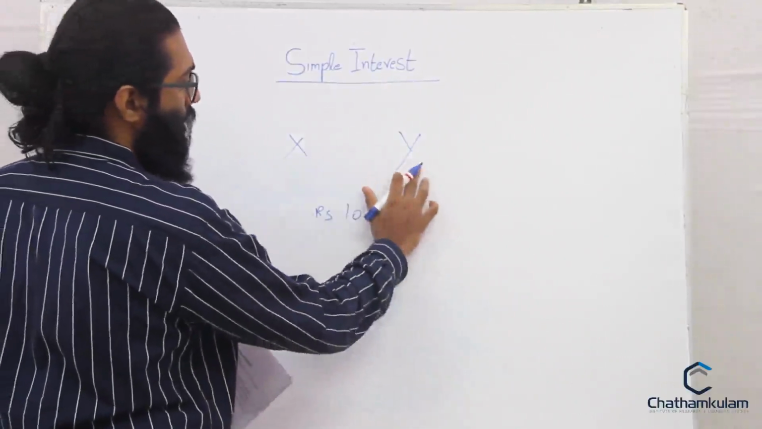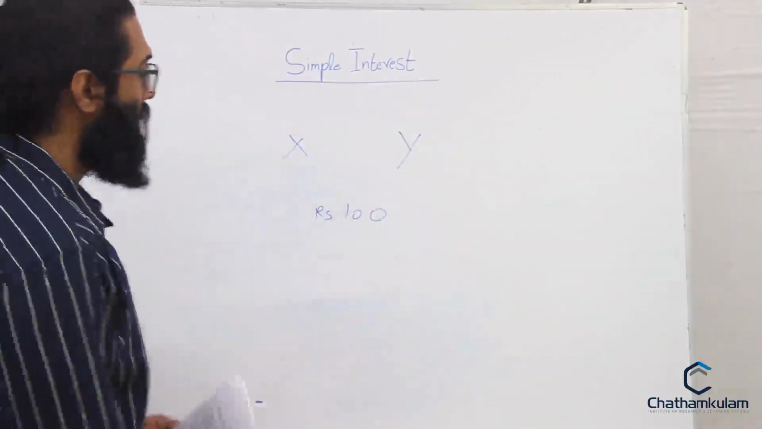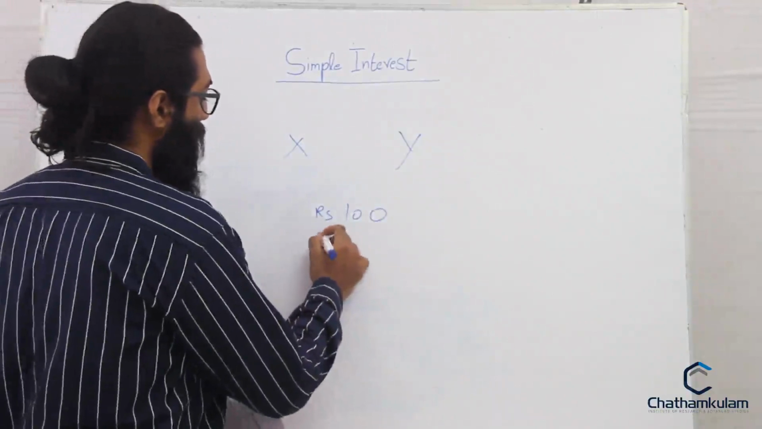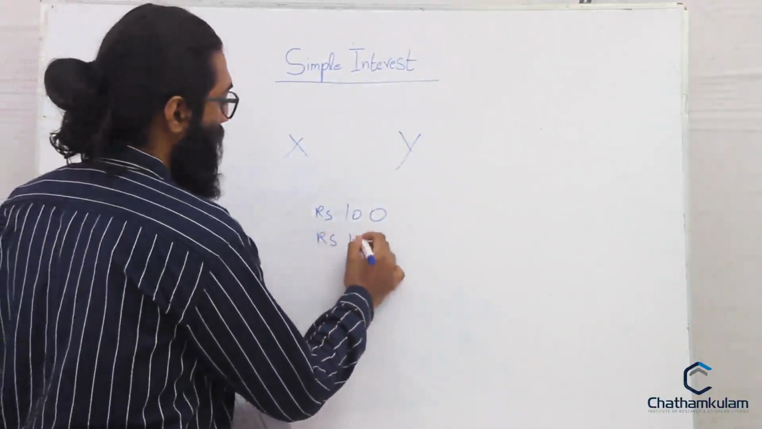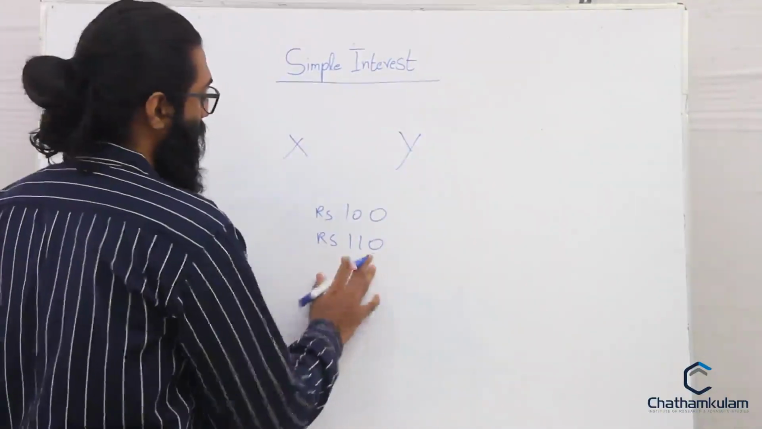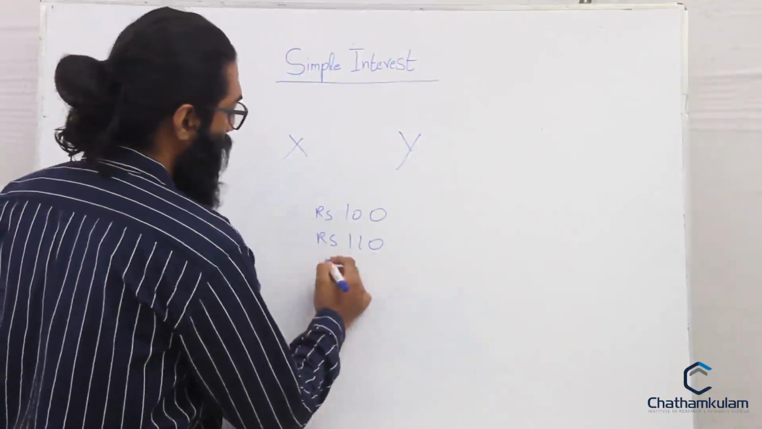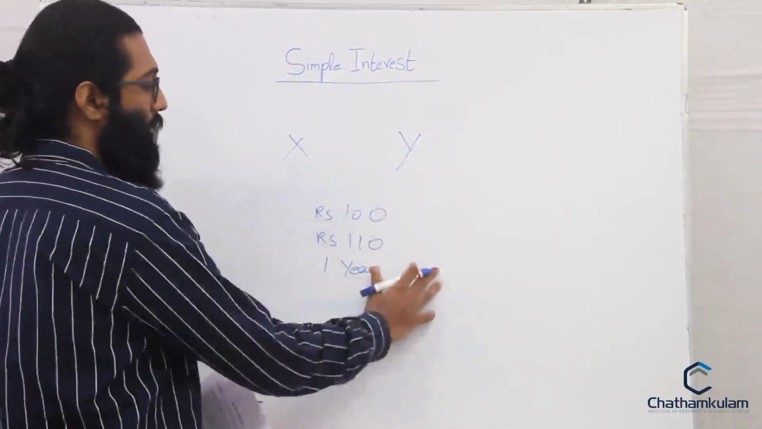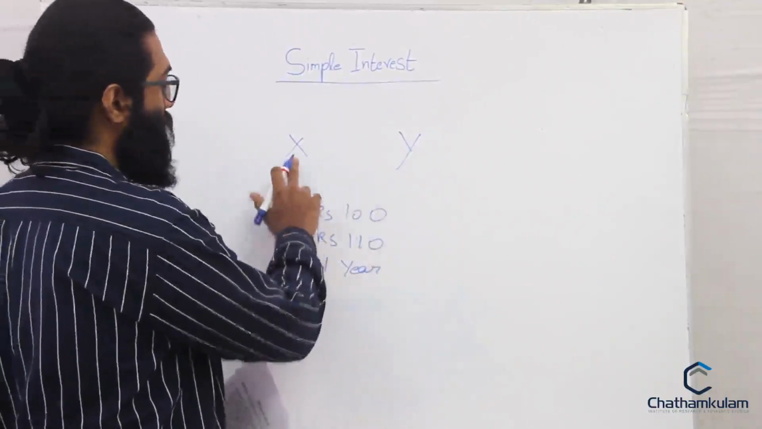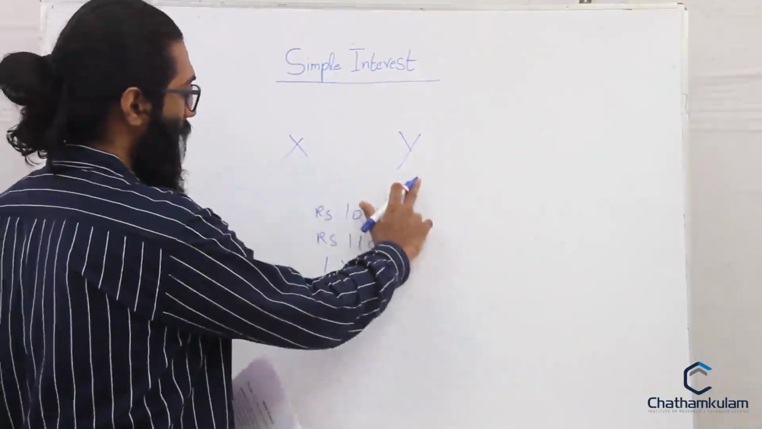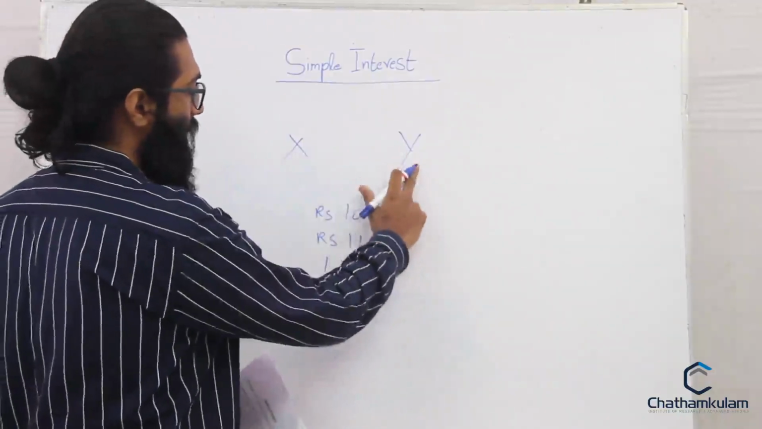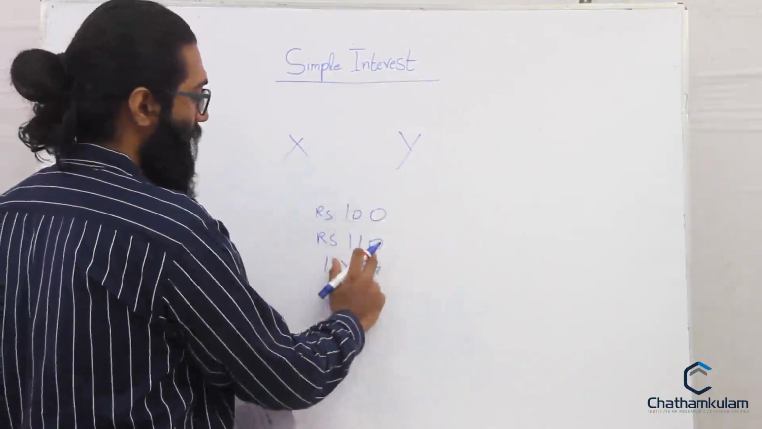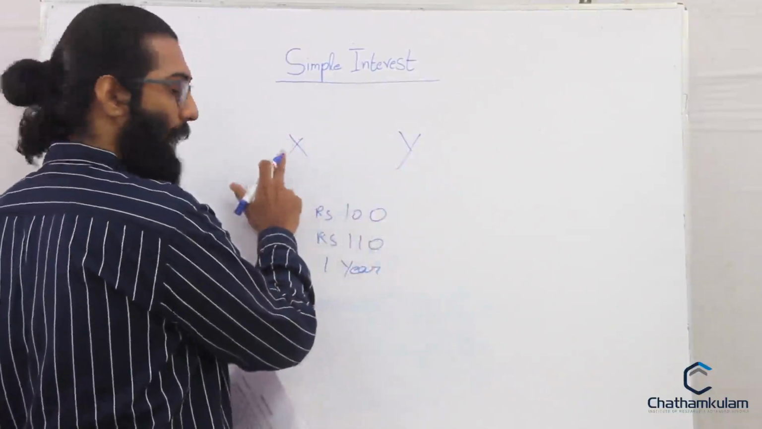Then y says that after 1 year he'd be returning an amount of rupees 110 after a duration of 1 year. If we take this example, 100 rupees was given by x to y, and after 1 year y will be returning the amount of rupees 110 to x.